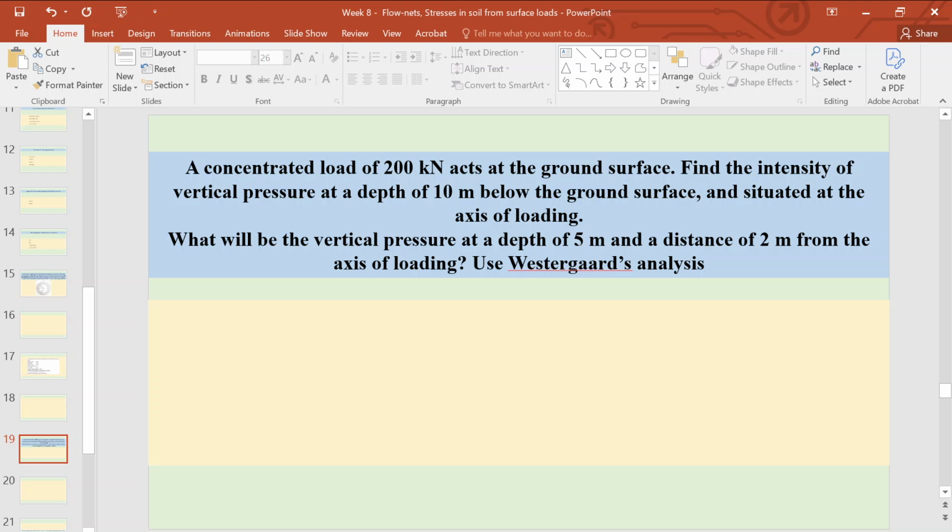I repeat the question. A concentrated load of 200 kilonewton acts at the ground surface. Find the intensity of vertical pressure at depth of 10 meter below the ground surface and situated at the axis of loading. What will be the vertical pressure at a depth of 5 meter and at a distance of 2 meter from the axis of loading? Use Westergaard's analysis.